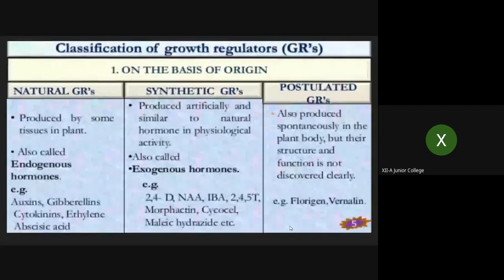Their production is outside the cell, outside the plants. They are synthetic. That's why they are called synthetic hormones. So they are exogenous hormones. Now, some of the examples you can remember are auxins, gibberellins, cytokinins, ethylene, abscisic acid. They are all natural hormones. But synthetically also, they are produced in the form of 2,4-D, NAA, IBA, 2,4,5-T. So these are some of the examples which are the same, but they are synthetically produced.